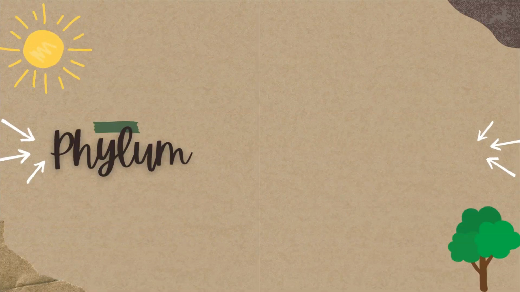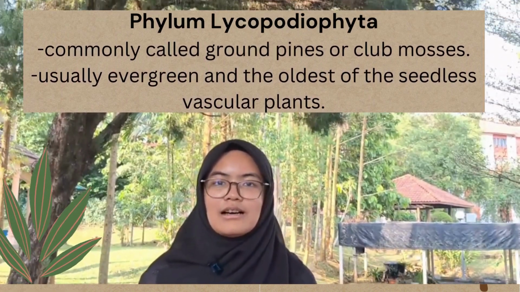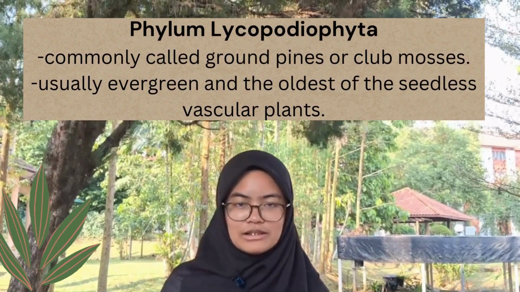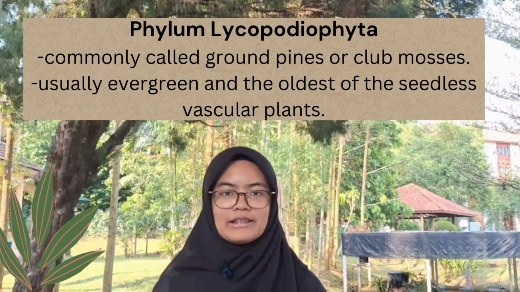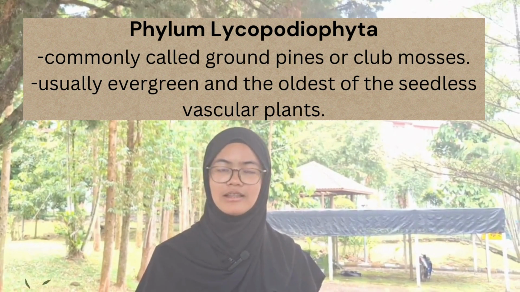Now that you're clear about the classification of pteridophytes, let's dive into the next section. In this section, I will be explaining about phylum Lycopodiophyta, or you can call it Lycophyta. The plants are commonly called club mosses or ground pine. They are usually evergreen and the oldest of the seedless vascular plants.